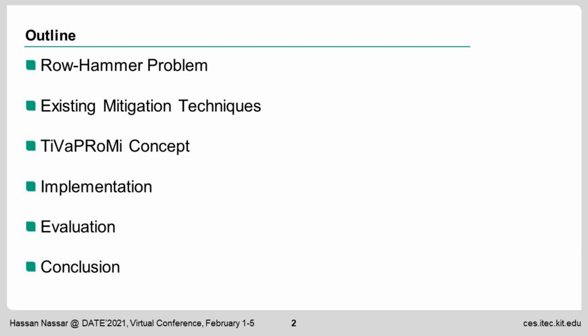First, I will give a short introduction about the row-hammer problem. Second, I will show the existing mitigation techniques. Then I will explain the concept of TiVaPRoMi and its implementation. After that, I will discuss the results and evaluate our work. Finally, I will wrap it up with the conclusion.